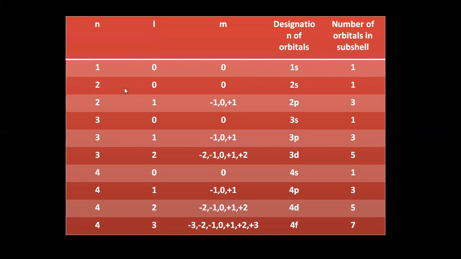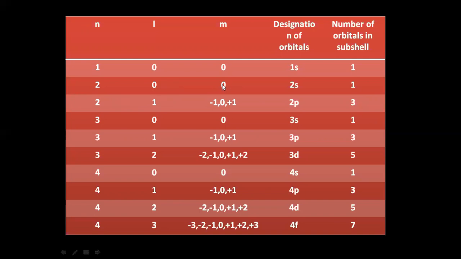Then n is equal to 2. For n equal to 2, what will be the value of L? The value of L will be 0 to 1. I hope you can understand, because the value of L for any value of n will be 0 to n minus 1. So 2 minus 1 will be 1. So it will be 0 to 1. See, both are 2. For 2, you can have 0. For 2, you can have 1.